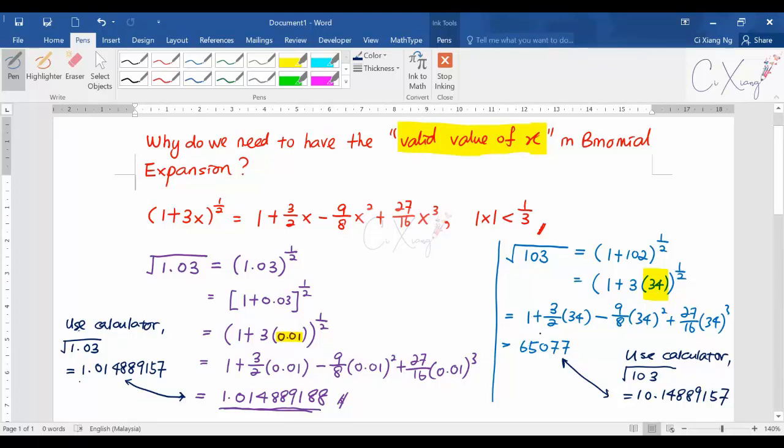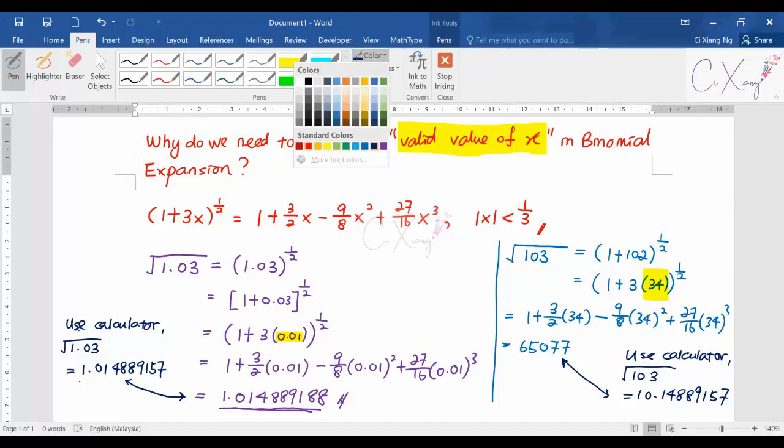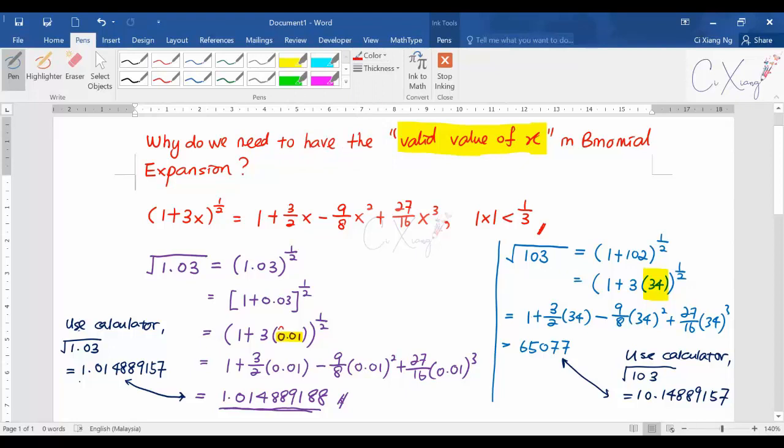Okay, all right. So maybe you will think, why just now when you wanted to estimate the value, you could get the value very accurately, but for this case, you cannot get the value very accurately. So the problem is here, the value of x. For the binomial expansion that you apply here, the valid value of x is between negative 1 over 3 and also 1 over 3.